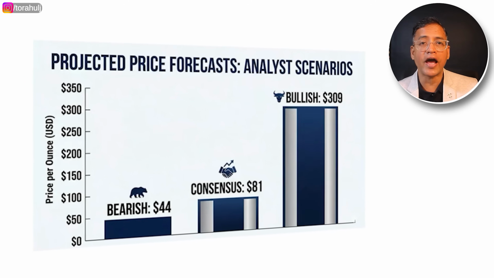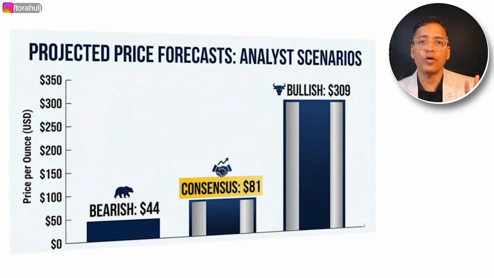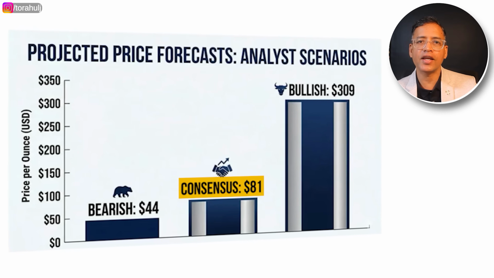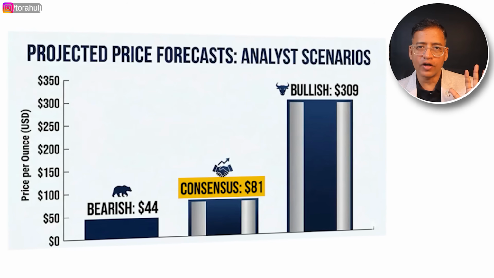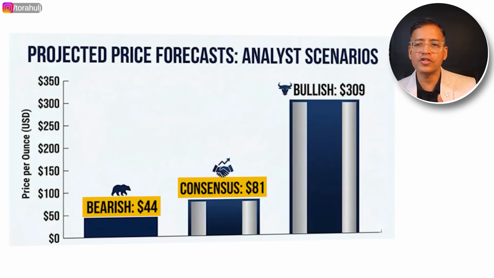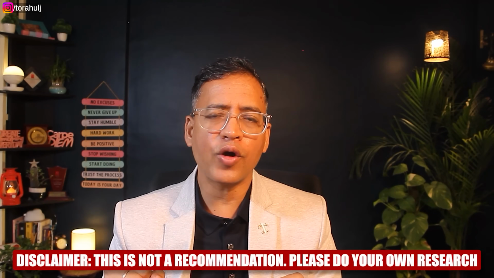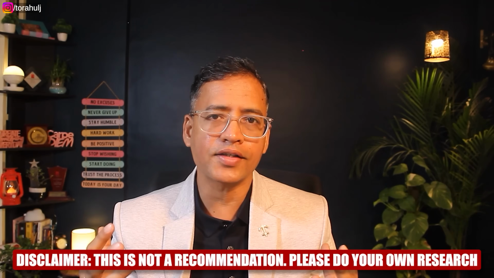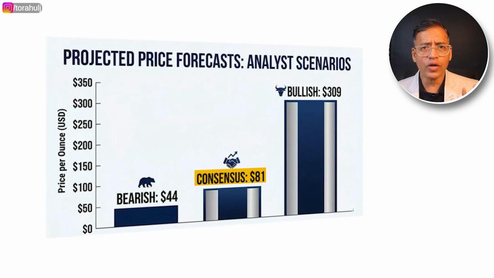There was some data collected from analysts, right? The consensus silver valuation came out to be around $81, where people said that they agree silver valuation to be around $81. The bearish case was around $44 and the bullish case was $309, right? Now, these data points are just predictions or forecasts. This does not really tell you the accurate future, right? But the consensus was around $81.